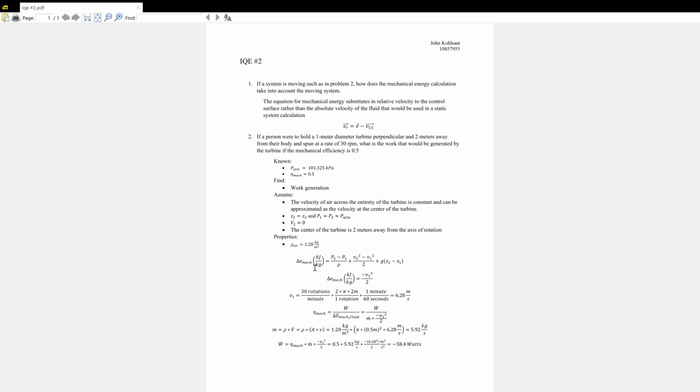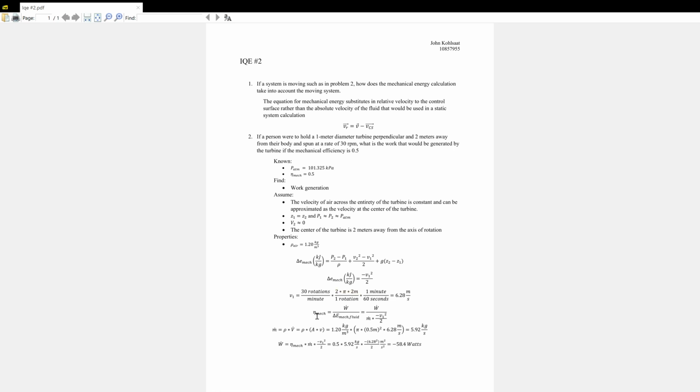So the first thing is to simplify the mechanical energy equation, where we can cancel out P2 minus P1 because they're equal, and we can cancel out Z2 minus Z1 because they're equal, and we can cancel out V2 squared because V2 is 0. So that simplifies our mechanical energy equation down to negative V1 squared over 2. And then we are able to find V1 by multiplying our RPM by the circumference and then simplifying units down to get 6.28 meters per second.